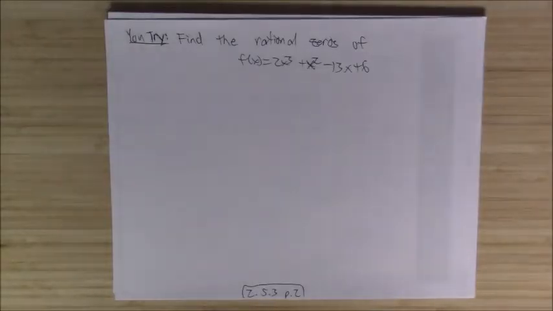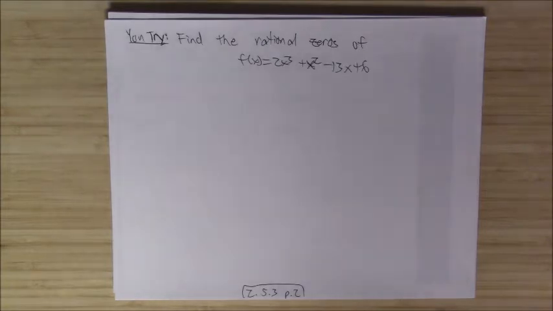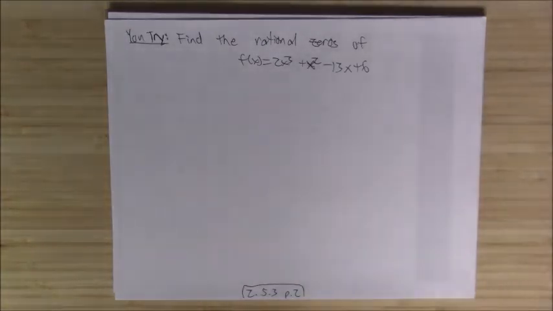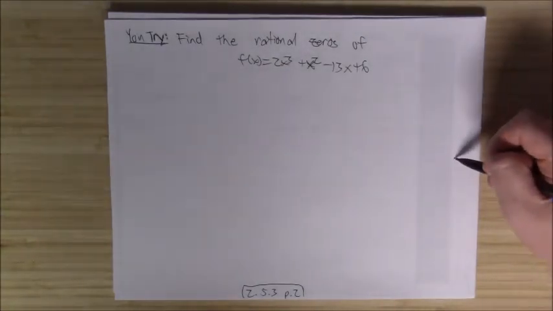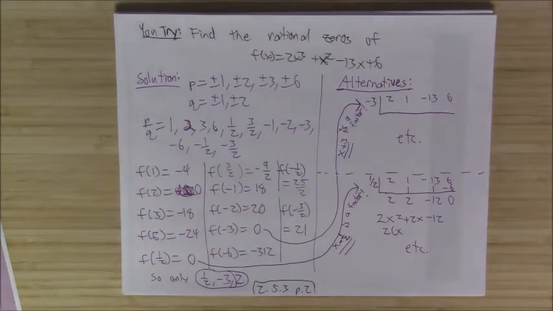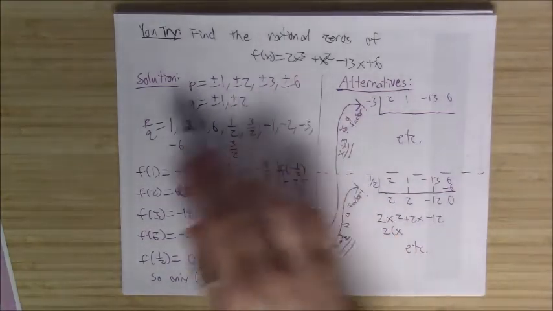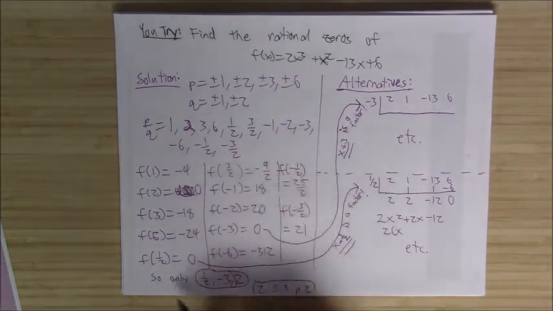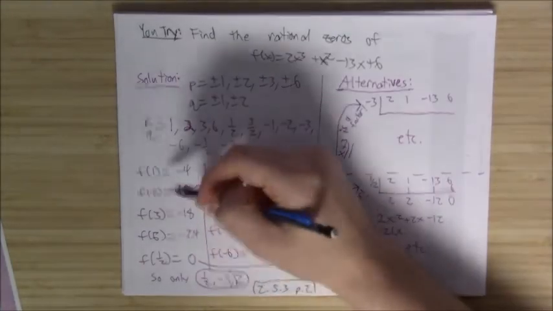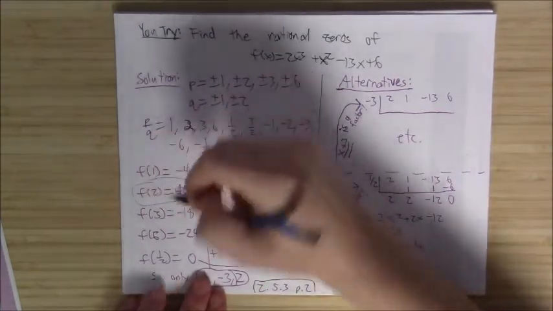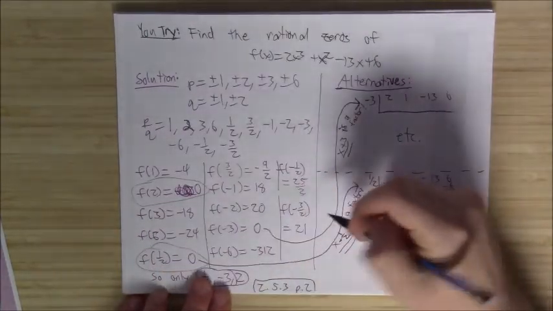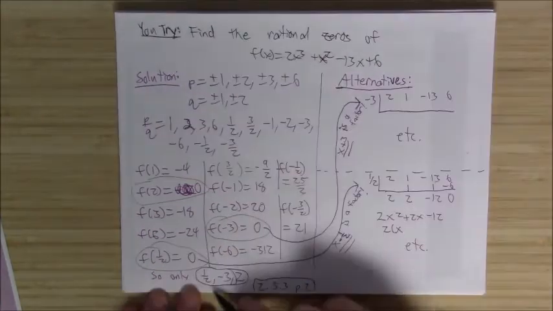So now it's time for you to try an example. Go ahead and find the rational zeros of f of x equals 2x cubed plus x squared minus 13x plus 6. On the count of 3, I'll reveal the solution. 1, 2, 3. So here, plugging in from our list of rational zeros, we get that x equals 2, x equals 1, x equals 1/2, and x equals negative 3 are the zeros.